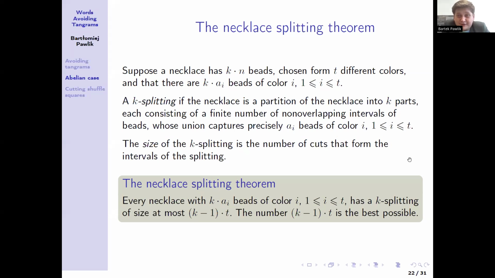Every necklace with k times a_i beads of color i has a k-splitting of size at most (k minus 1) times t, and the number (k minus 1) times t is the best possible. I'm mentioning this because the necklace splitting theorem itself is a very nice result with a beautiful topological proof. It was our motivation to investigate this.